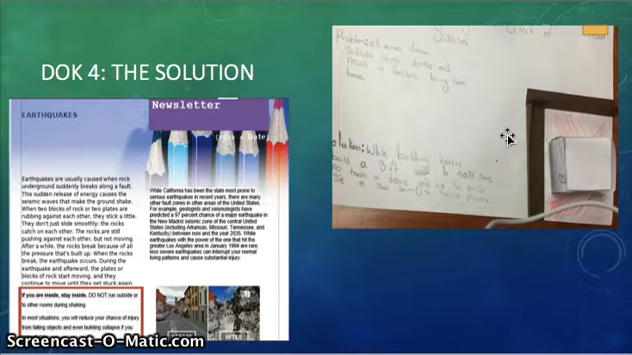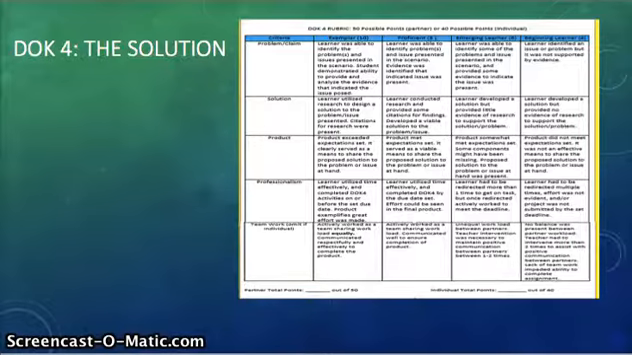identify a problem, come up with a solution, and they could create a prototype of that solution. And then this is the rubric for DOK4, the solution. These are my artifacts for my DOK choice board.